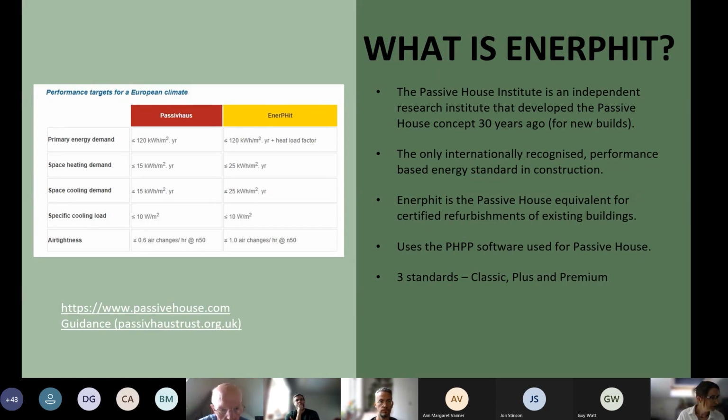This wee table on the left here just gives you an idea of the difference between Passive House and Enerphit. I'm not going to run through all the numbers, but there isn't a lot of difference. It's a very onerous standard to meet. I think Enerphit's probably more difficult to meet than Passive House, but the two main differences are in the space heating demand and airtightness. For airtightness, we're looking at 1 air change per hour as opposed to 0.6, so really still quite an onerous standard.